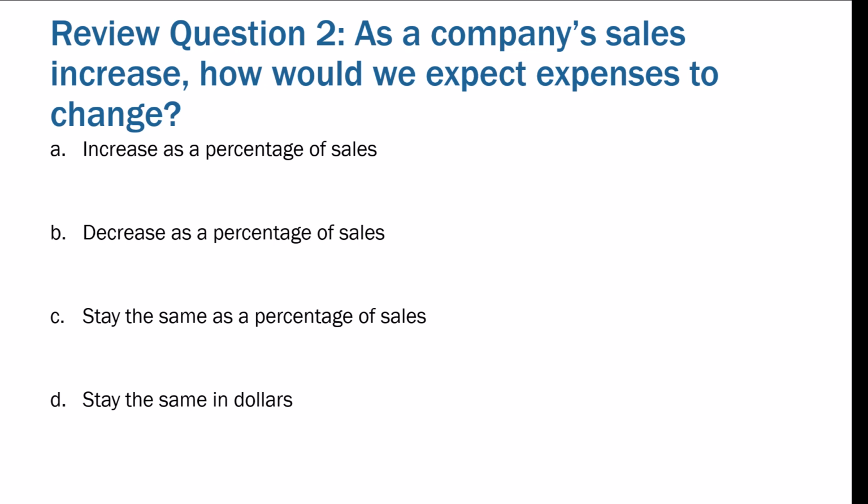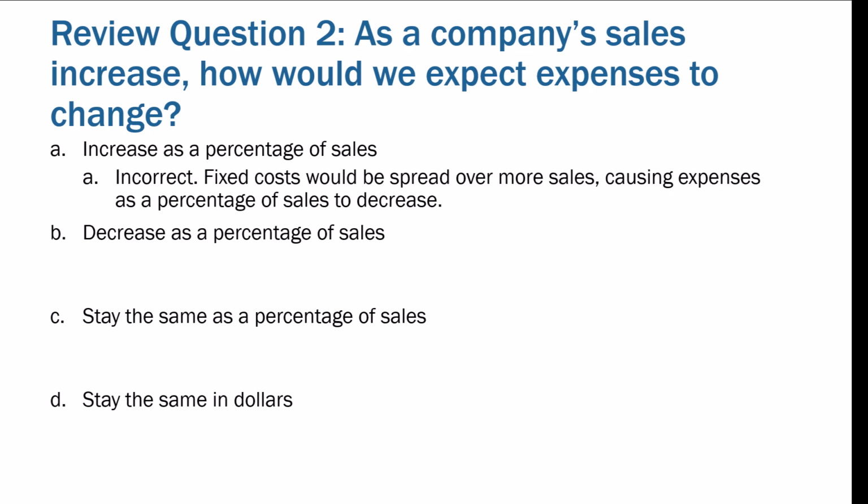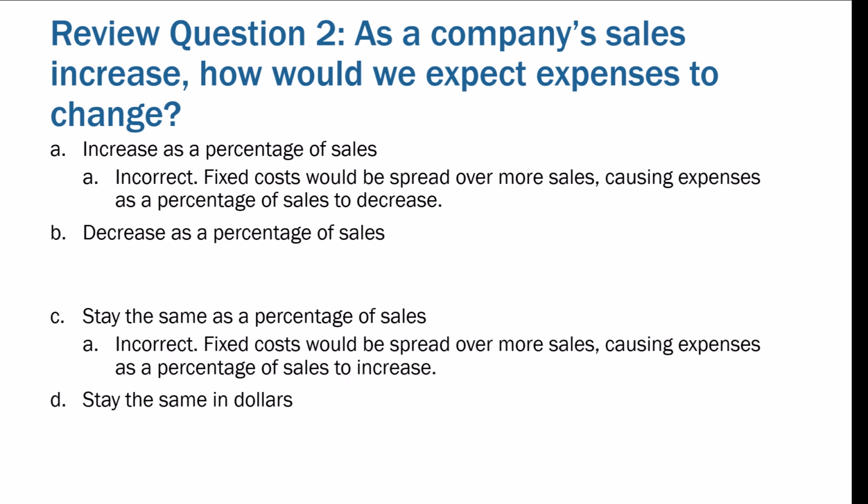So take a peek at this one. Sales increase. How are expenses going to change? Well, they're not going to increase as a percentage of sales because fixed costs will be spread over more sales. They're not going to stay the same because fixed costs are going to be spread over more sales, causing expenses as a percentage of sales not to stay the same. That should actually say decrease right there.